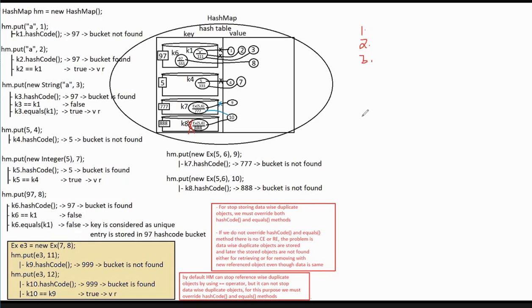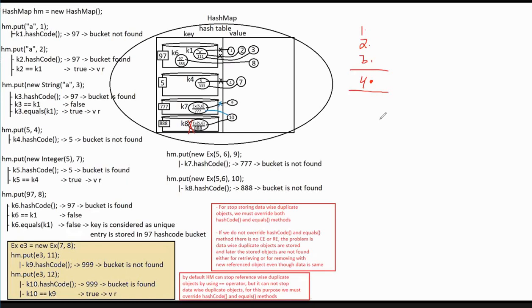What is the purpose of the hashCode method? HashCode is used for storing multiple objects as one group, same hash code objects as one group, so that the number of comparisons is decreased. The double equal to operator and equals method are meant for comparing the newly added key with its same hash code objects. The double equal to operator compares two objects by reference. The equals method compares two objects by data. Fourth point: hashCode and equals methods must be overridden in the adding key object class. If not overridden, there is no compile time error and no runtime error.